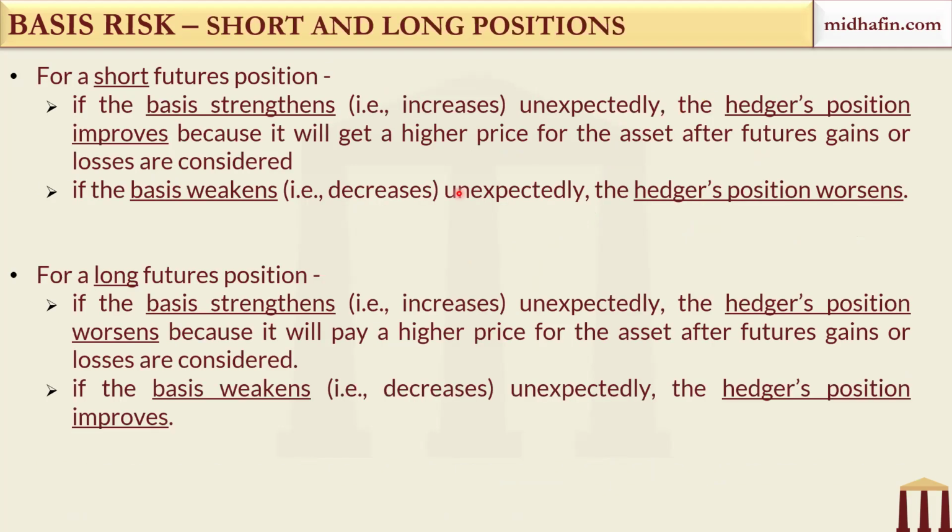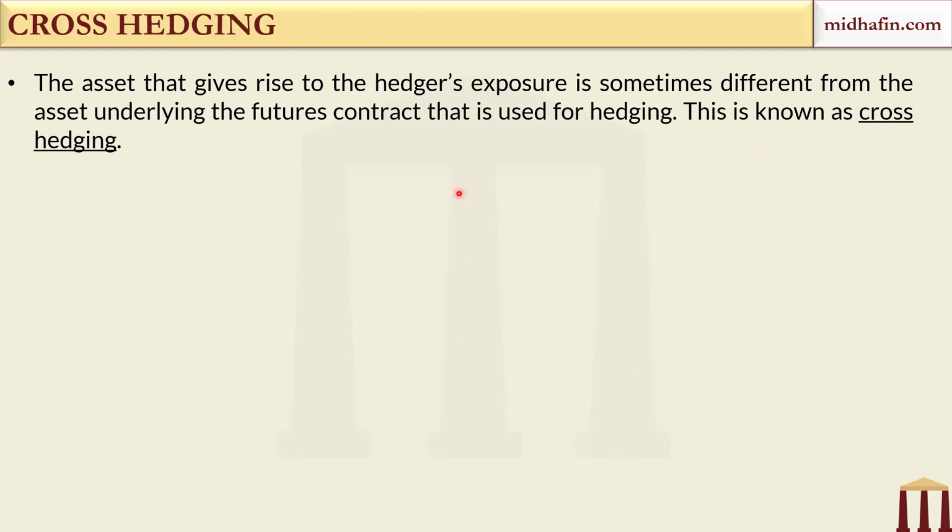Now let's come to this part of cross hedging, where we'll see the hedge horizon and what problems we can have if the futures contract expires earlier or later than the hedge horizon. The asset that gives rise to the hedger's exposure is sometimes different from the asset underlying the futures contract, just like an airline company and jet oil futures. Jet oil futures are not available. So since the asset is different, we have to use some other asset to go for the hedge.